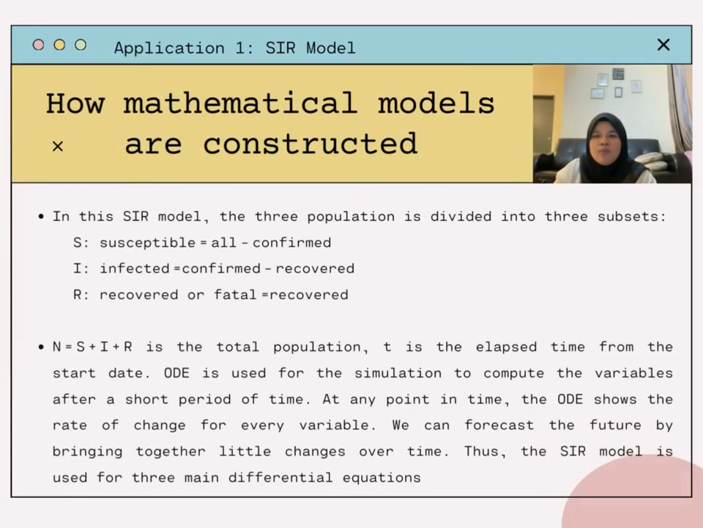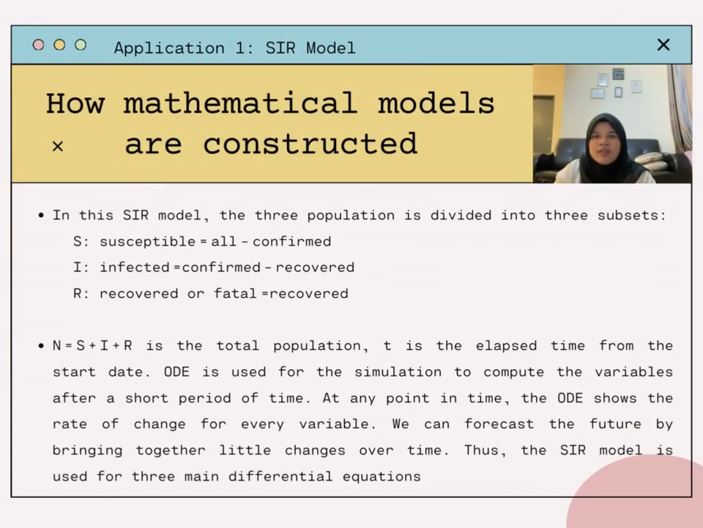Next part is how mathematical models are constructed. The mathematical model that is chosen to study the modeling of COVID-19 is the SIR model. The SIR model tries to predict things such as how a disease spreads, the total number affected, or the duration of an epidemic, and to estimate various epidemiological parameters. In the basic SIR model, the total population is divided into three subsets, which are: S is the number of susceptible, which is the people who are not yet sick but who could become sick.